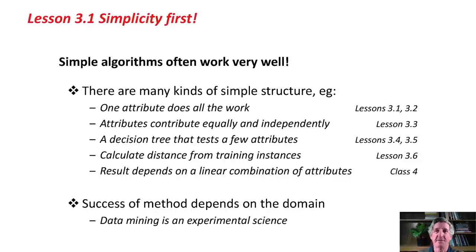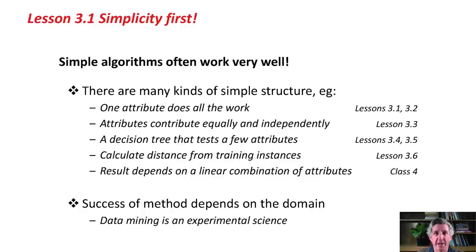And there are many different kinds of simple structure. For example, it might be that one attribute in the data set does all the work. Everything depends on the value of one of the attributes. Or it might be that all of the attributes contribute equally and independently. Or a simple structure might be a decision tree that tests just a few of the attributes. Or you might calculate the distance from an unknown test sample to the nearest training sample. Or the result might depend on a linear combination of attributes. And we're going to look at all of these simple structures in the next few lessons.